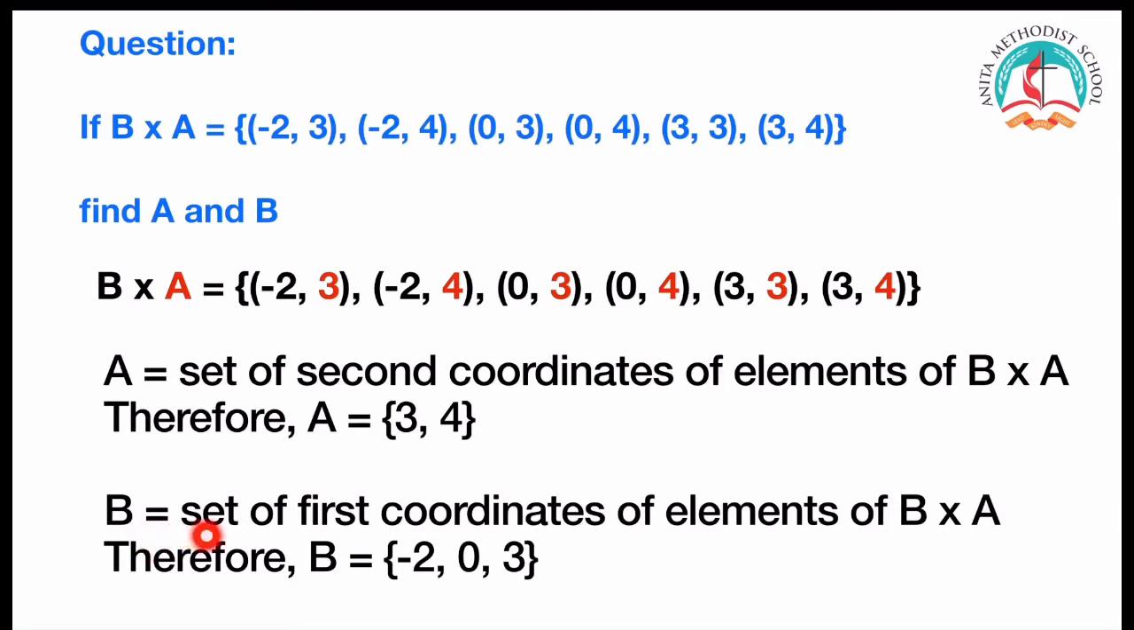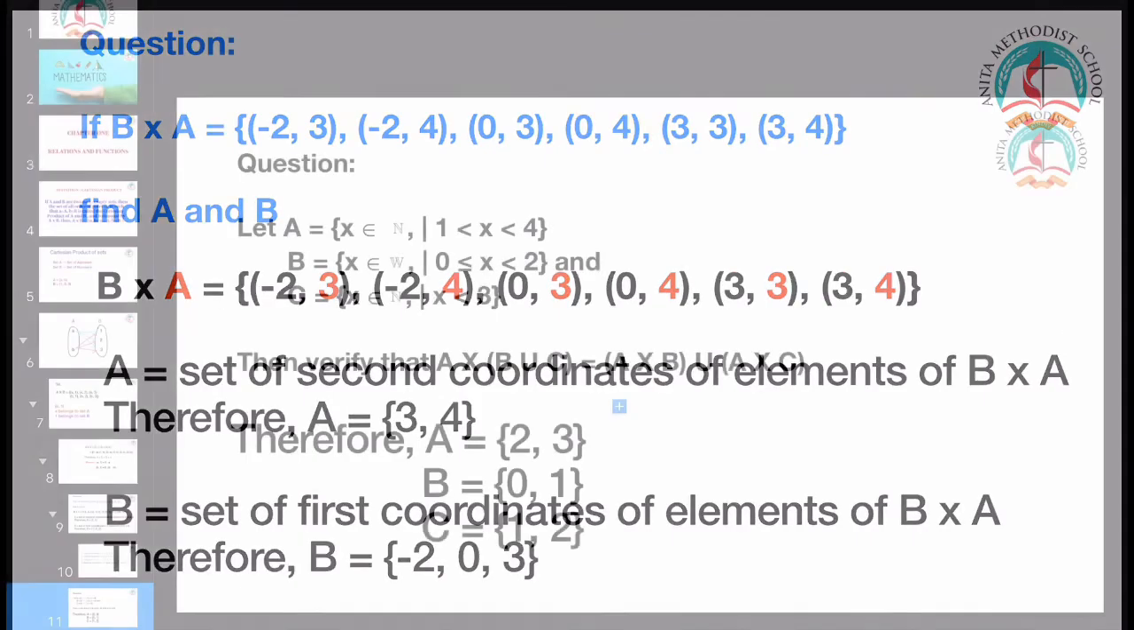And B is equal to the set of first coordinates of elements of B cross A. So what are the elements in blue color? Minus 2, minus 2, 0, 0, 3, 3. You have to write only one time. Minus 2, 3, 0. Okay.